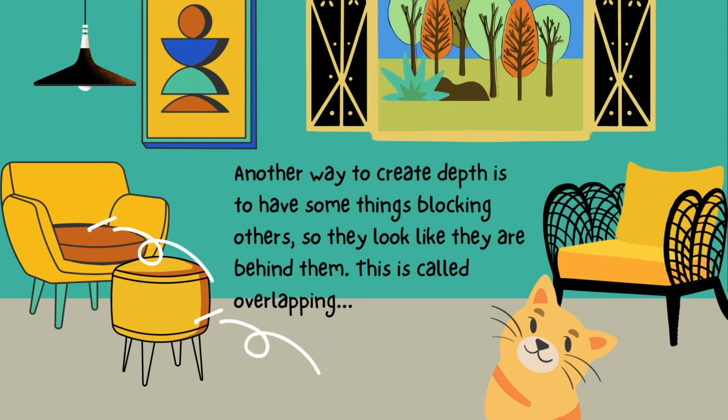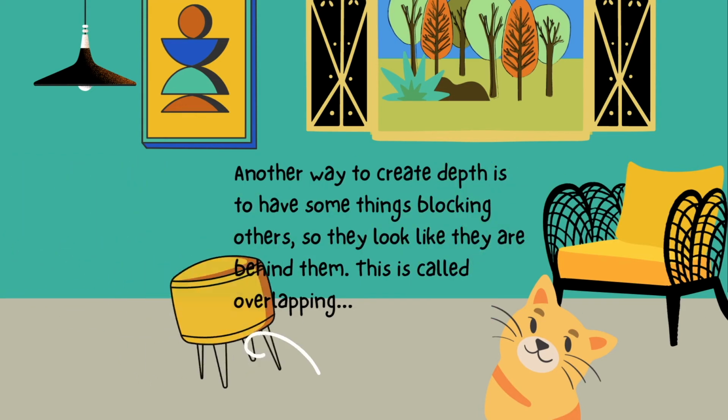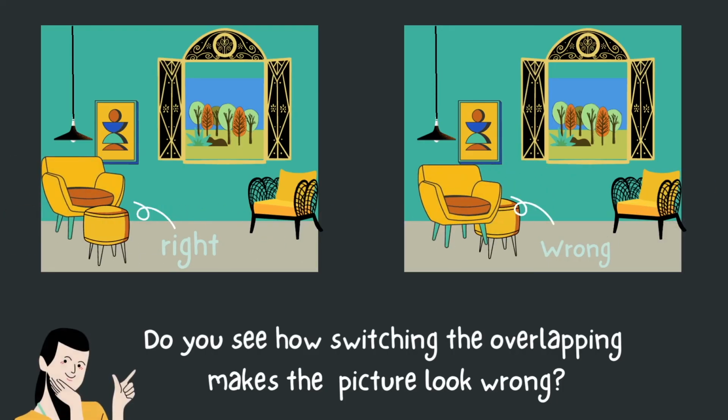Another way to create depth is to have some things blocking others, so they look like they are behind them. This is called overlapping. So if you look closely, it looks like the chair is behind the ottoman because the ottoman is blocking part of the chair. Do you see how switching the overlapping makes the picture just look wrong? So it looks like the chair on the one on the right is just sort of hovering up in the air. Looks weird, even though it's in the exact same spot.